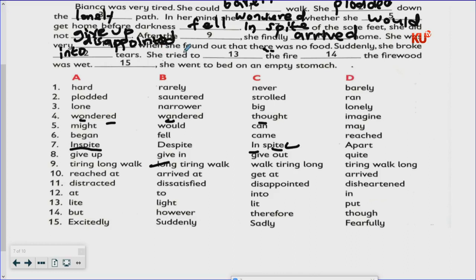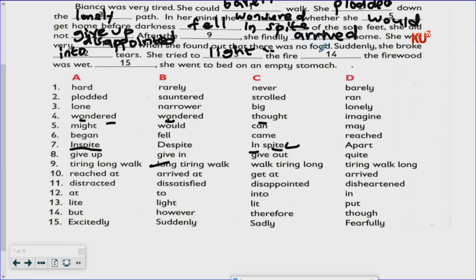She tried to dash the fire. She tried to light, but light is not written as they have spelled it in A. She tried to light, B. She tried to lit. It cannot be in past. She tried to put the fire. Not really. So the correct word there is she tried to light the fire. But in past tense we could say she lit the fire.